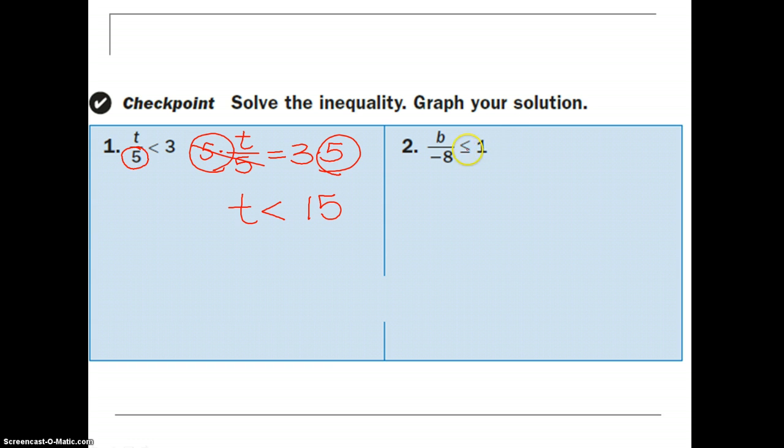Number 2, b divided by negative 8, think of it as an equal sign, is 1. You multiply by negative 8 on both sides to get rid of the division. b, don't put the equal sign, you need an inequality, negative 8. Because you multiplied both sides by a negative, the inequality symbol flips to greater than or equal to.